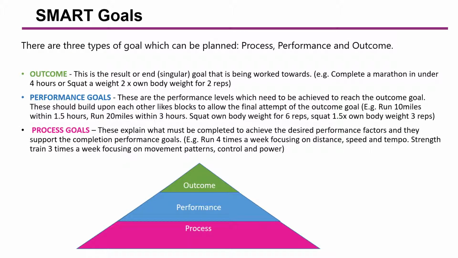And then the process goals. These explain what must be completed to achieve the desired performance factors, and they support the completion of the performance goals. So for example, you can run 4 times a week focusing on distance, speed and tempo. Strength train 3 times a week focusing on movement patterns, control and power. They can build up and support each other. However, these goals can also be used as singular and don't have to necessarily just work towards each other to work from process performance to outcome.